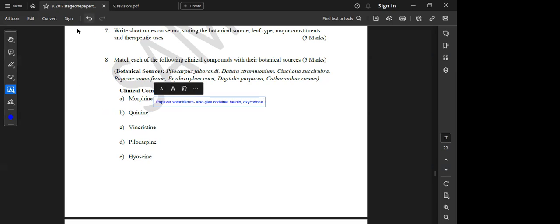Maybe we can also do which part of the plant it is and the uses. Okay. So poppy, which part of the plant do we use? I'm not sure which part of the plant we use for the morphine. Who knows? Vincristine is Catharanthus. Yeah, somebody can help us with the parts of the plants that are used.